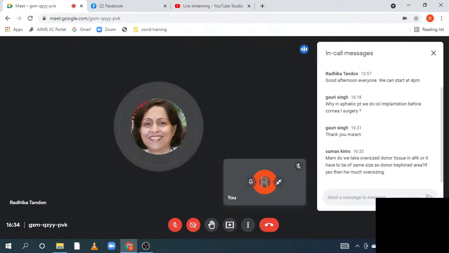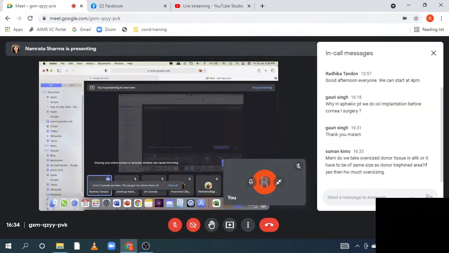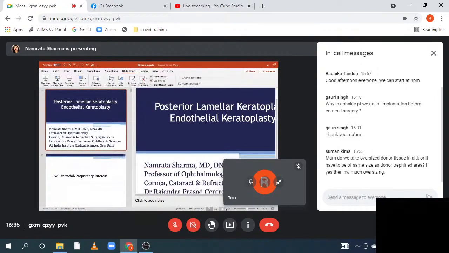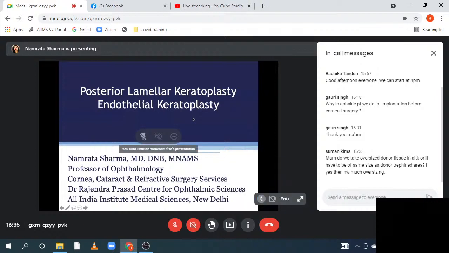Now, oversized donor tissue in ALTK is not recommended unless you go only for the 0.25 donor oversize. But sometimes problems have occurred where a gap has been present because the donor was smaller. So in simple words, we don't want a donor which is smaller. Therefore, to be safe, most corneal surgeons will either go for same size or 0.25 more in a donor tissue with ALTK. And I would suggest beginners to go for 0.25 over because you can always tuck it in the periphery. You can always adjust it to fit. But it is a challenge.